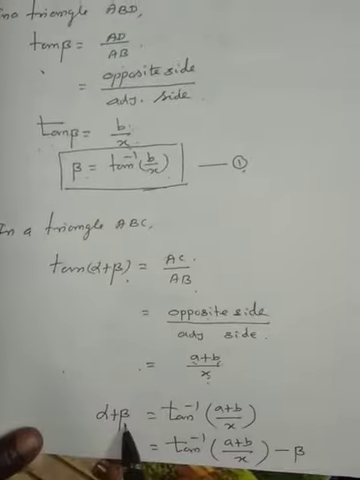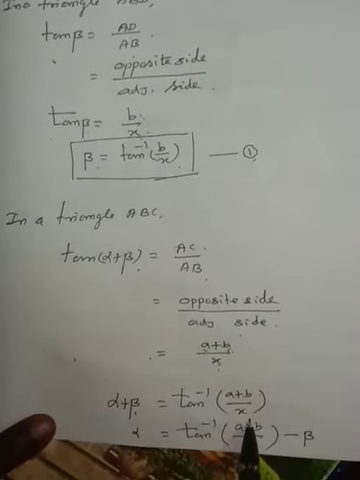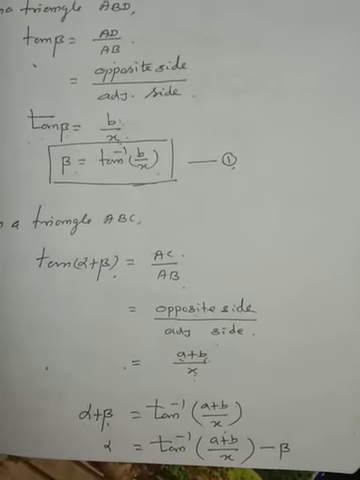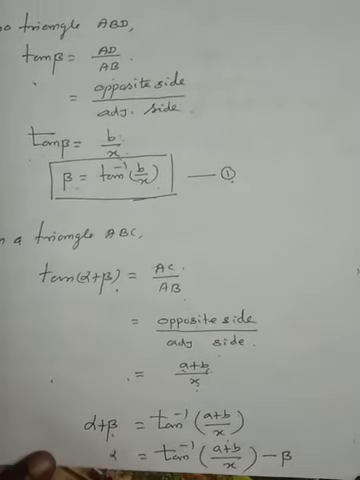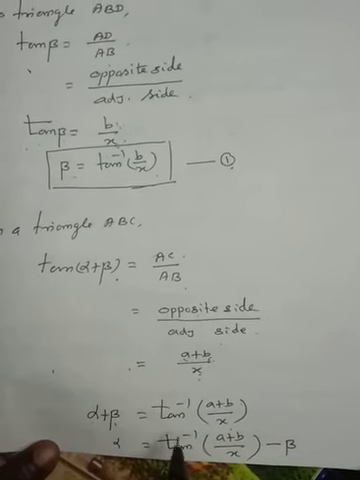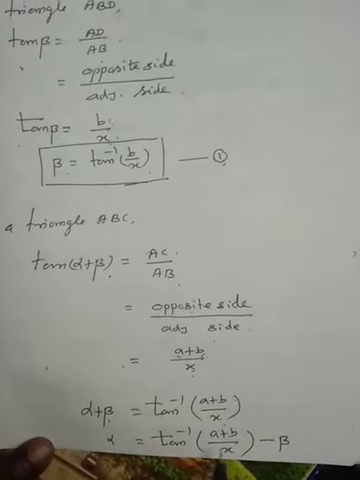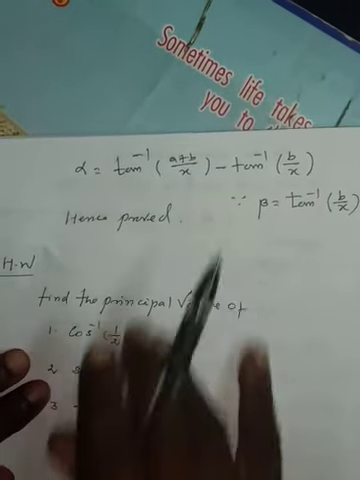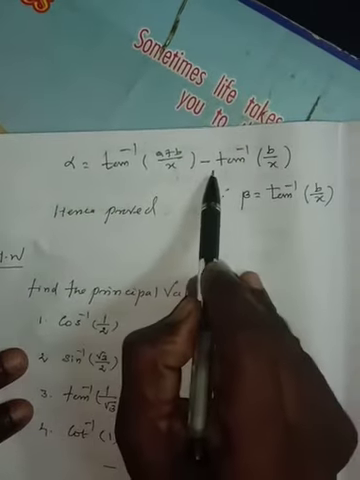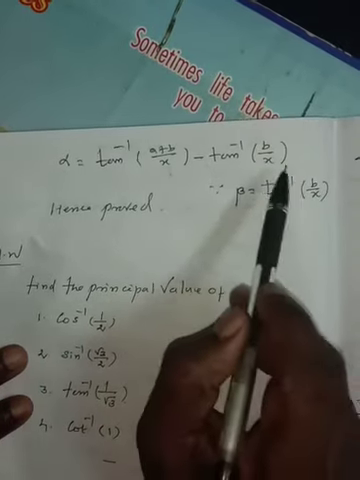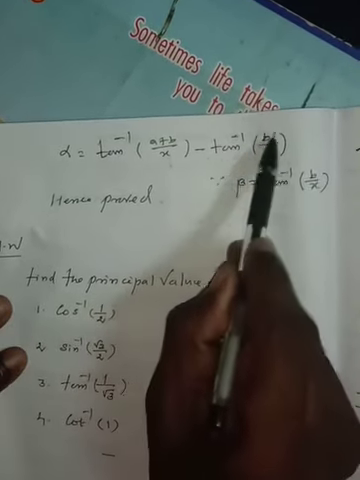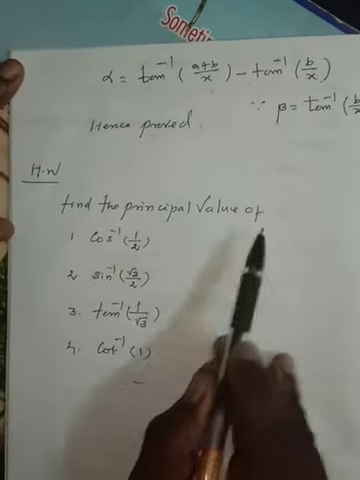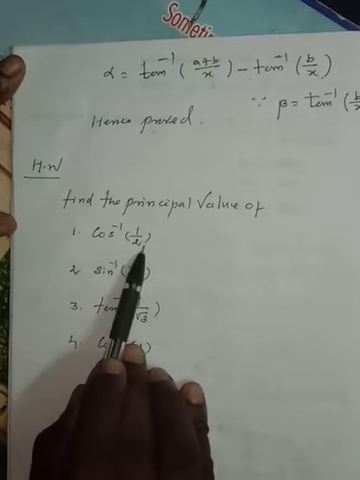Alpha plus beta is equal to tan inverse of a plus b divided by x. Now alpha is equal to tan inverse of a plus b divided by x minus beta. Beta, by equation number 1, is tan inverse of b by x. Hence proved.